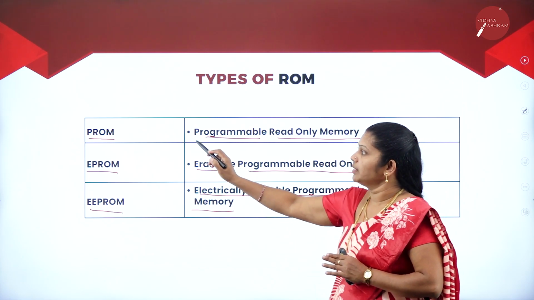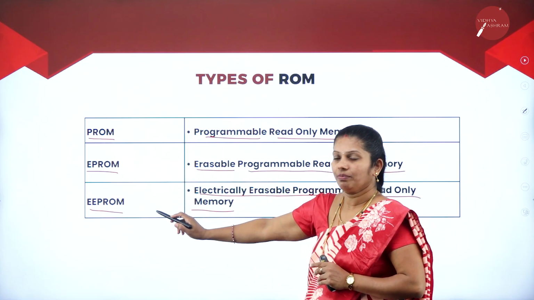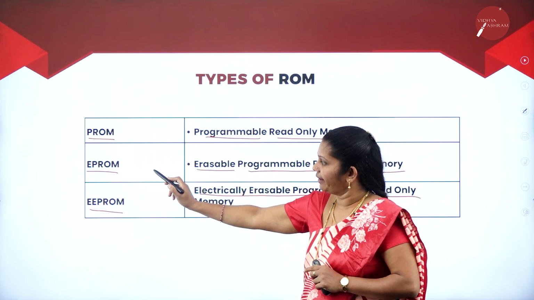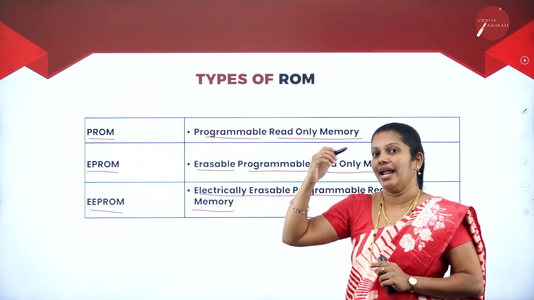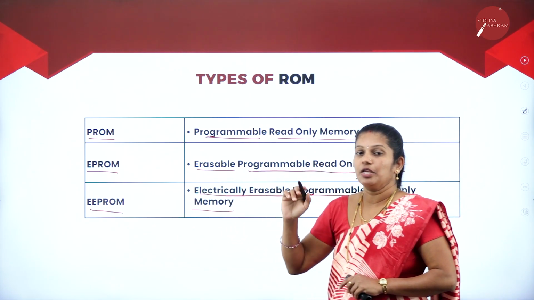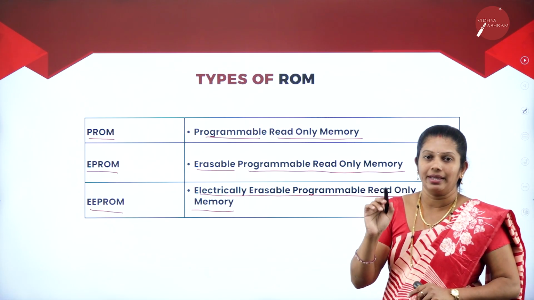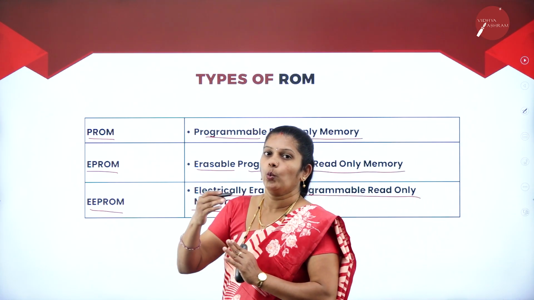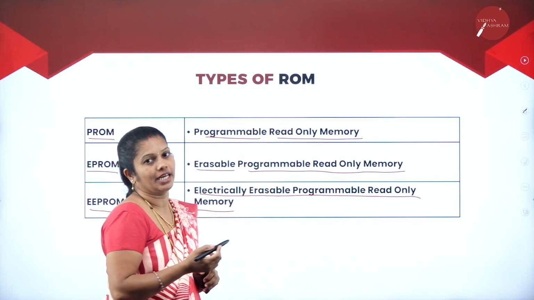There are three types: PROM, EPROM, EEPROM. PROM is programmable only at the beginning. EPROM is erasable, the data can be erased and then we can rewrite on that. Whereas EEPROM, by using an electrical signal, we can erase the data, and on the same place, we can write the data how many times we want.